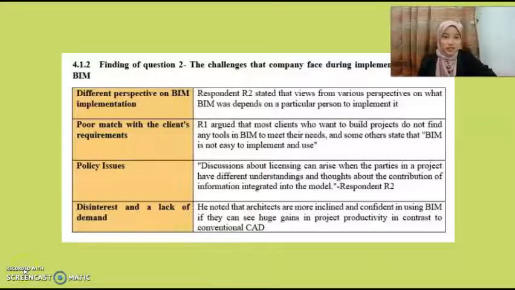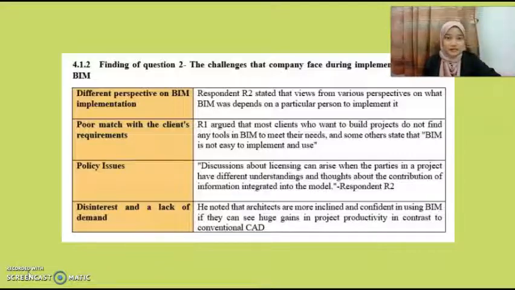Second, poor match with client requirements. Respondent 1 and Respondent 2 said the challenge in BIM implementation is that it is difficult to adapt BIM equipment to client needs. Respondent 1 argued that most clients who want to build projects do not find any tool in BIM to meet their needs, and some others state that BIM is not easy to implement and use. The client perceived that it was very difficult equipment to implement as it had various technology and procedures while linking BIM with the project.